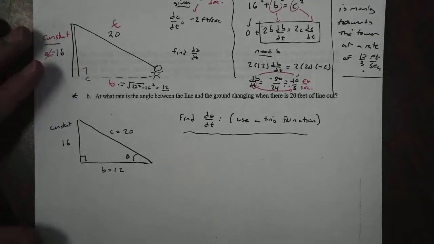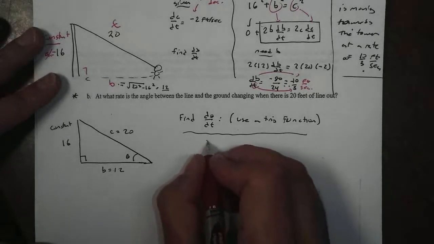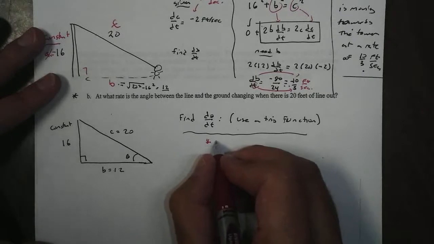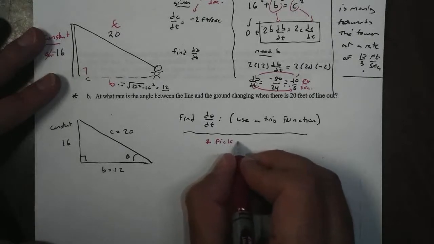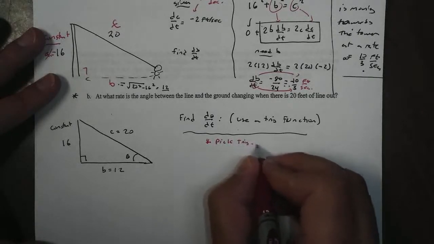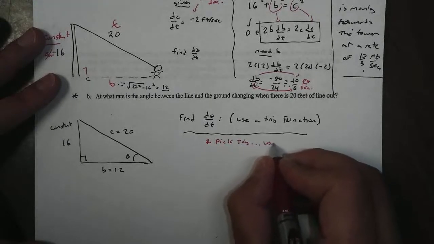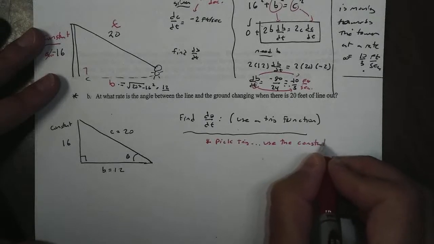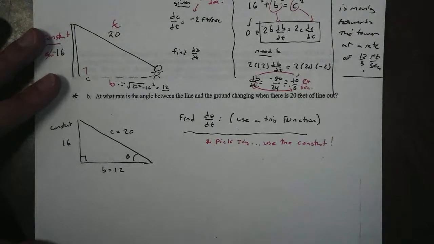But you do run the risk of product rule and quotient rules with trig. So to avoid that, I will say when you pick your trig equation, use the constant. Okay? Use the one with the constant.